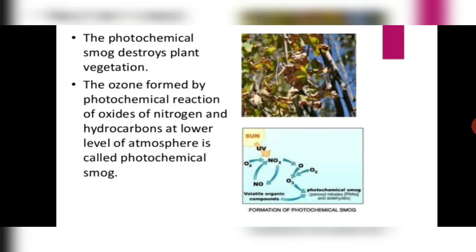The photochemical smog destroys the plant vegetation, and the smog combines with the fog. Smoke plus fog creates smog, which is also harmful for human beings. The ozone formed by the photochemical reaction of oxides of nitrogen and unburnt hydrocarbons at lower level are known as photochemical smog. Photochemical smog mainly consists of PANs and aldehydes. PANs are peroxyacyl nitrates, which are very harmful for us, and various aldehydes which when inhaled cause lung diseases.